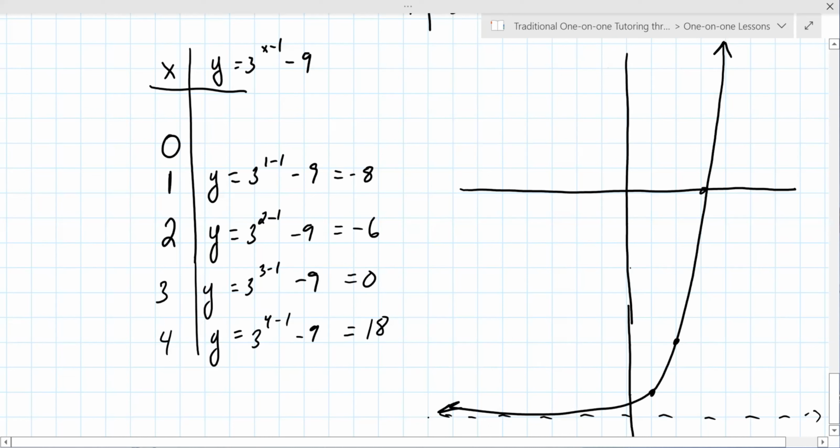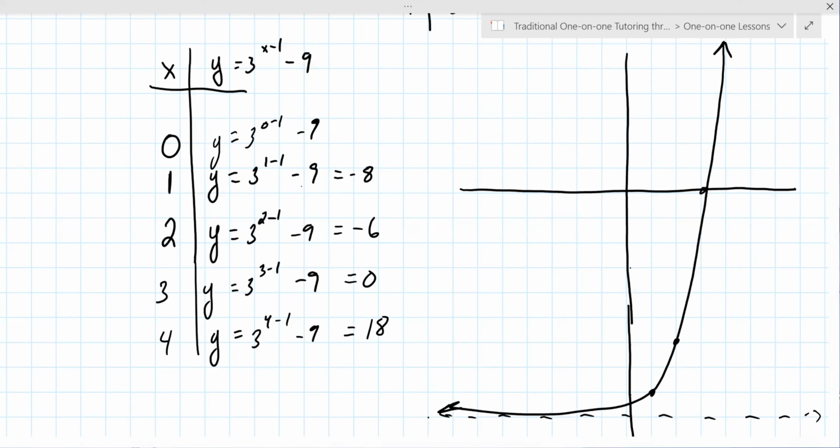And if you didn't follow all this, the other way to look at it is to choose points that you can actually do. Like if you put 0 in, it's 3 to the 0 minus 1. That's a third. A third minus 9. That's hard. Try to get back to points that are more straightforward for you to do. Okay. That's reasonable.